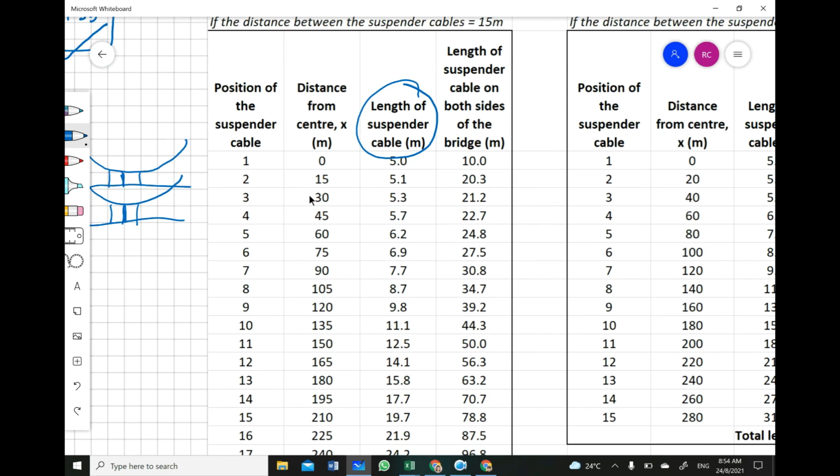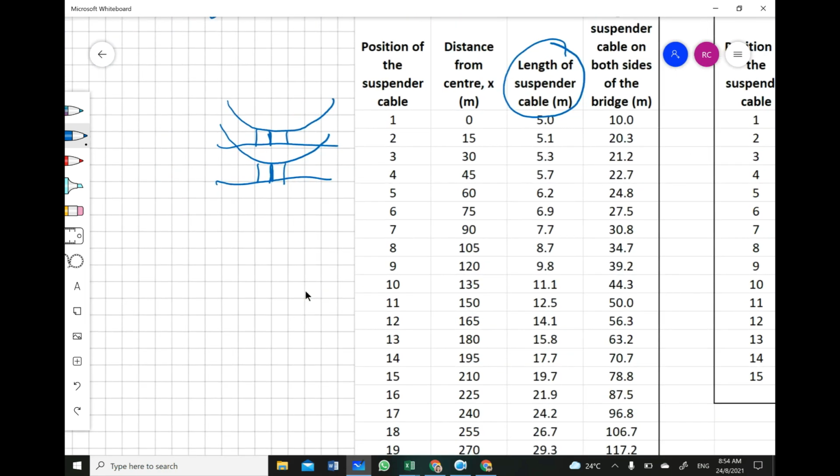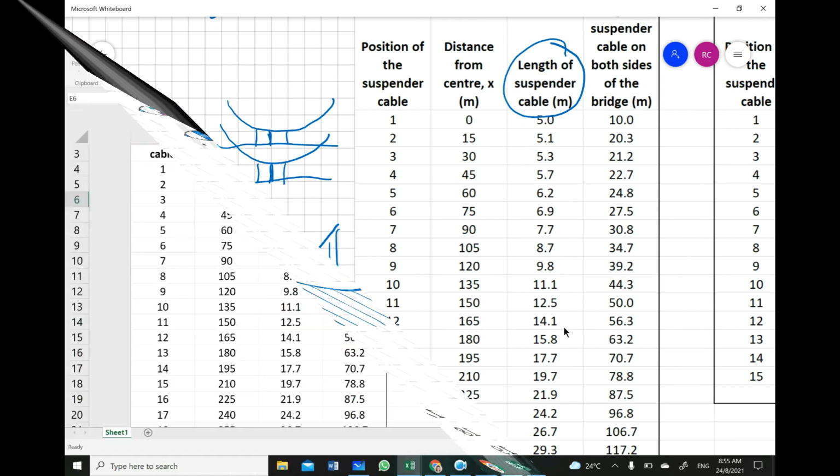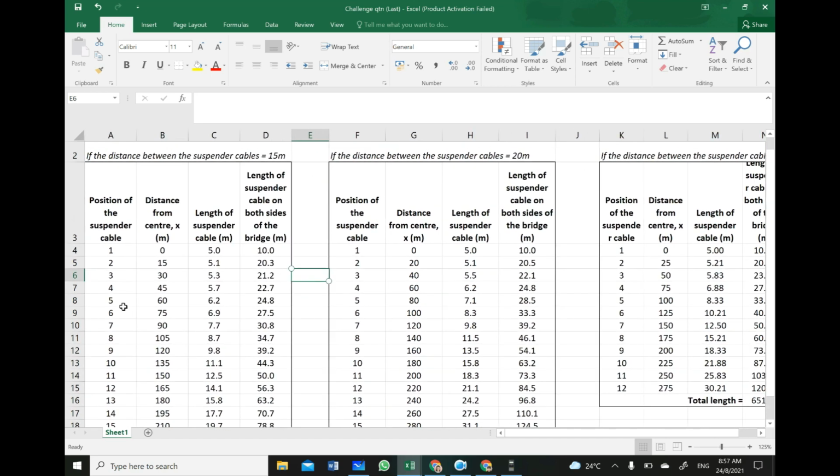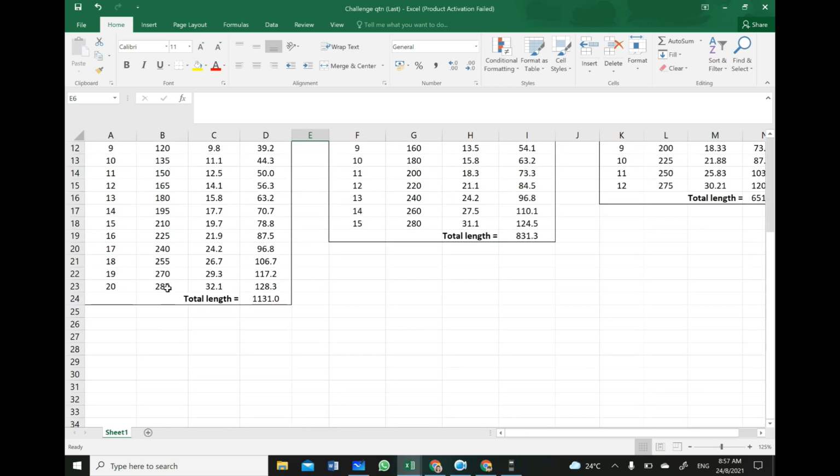They substitute the value of x over here, the 30, so we will get a different length. Of course, we will have different lengths of the suspender cable. Of course, this is longer to the right. That's why you can see the value of the suspender cable over here is getting longer. The distance is 0, 15, 30 until 285, until 300 actually, but the 300 is a concrete tower, so we don't need that.